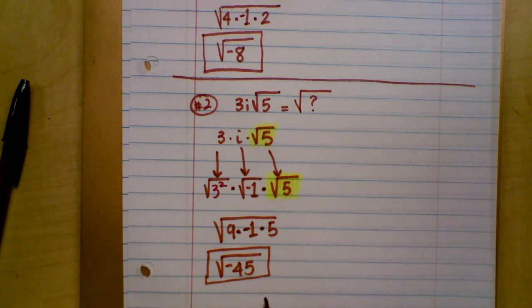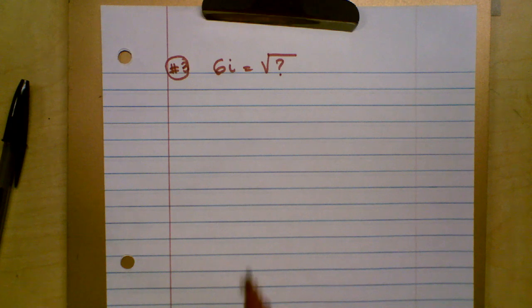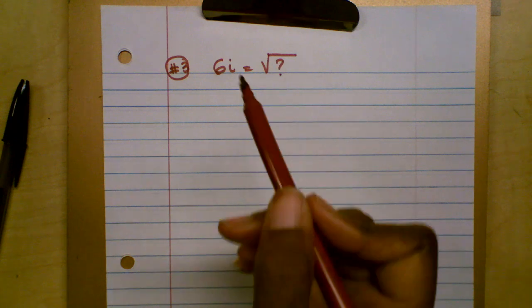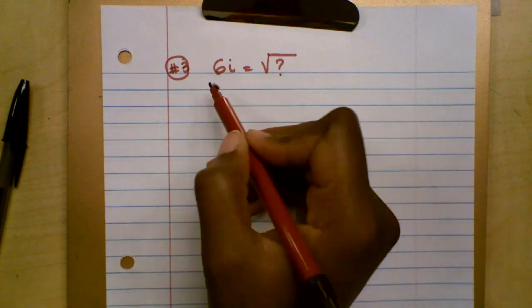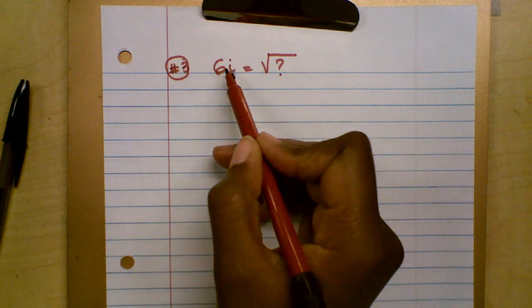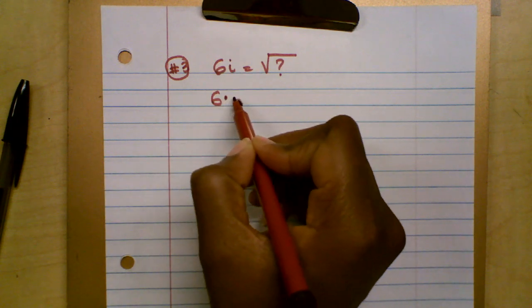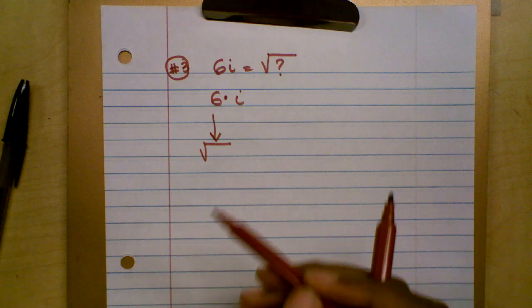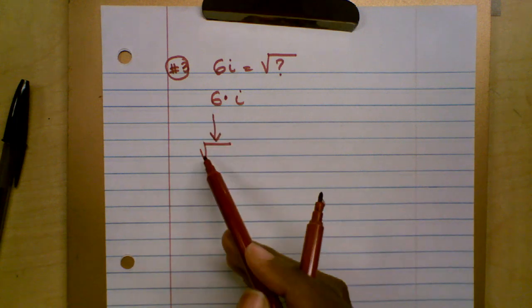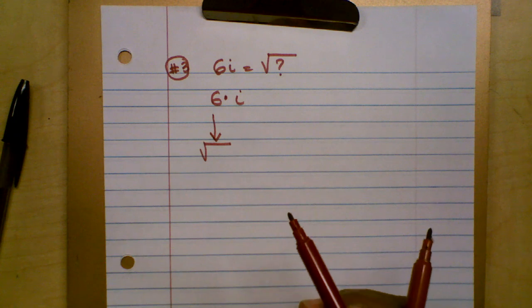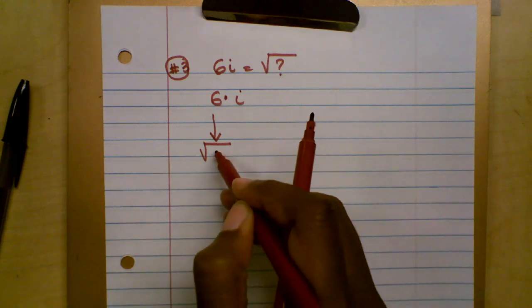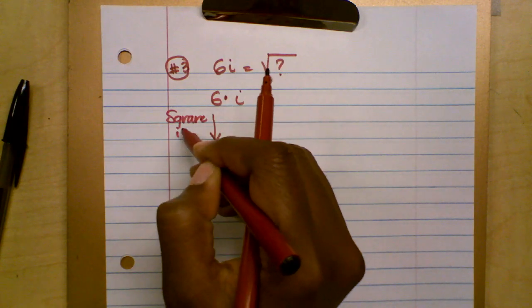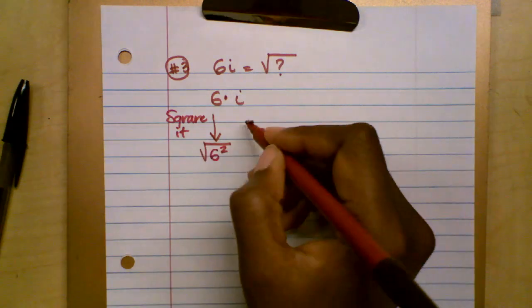Let's do another one. Number 3: 6i equals the square root of what negative number? I don't have a square root here, but it's the same process. If you don't see any operation between two terms, assume it's multiplication. So it's 6 times i. I want to rewrite 6 using a square root. What perfect square, when I take the square root, gives me 6? Yes, it's 36, or 6 squared. Remember, square the number or the factor.